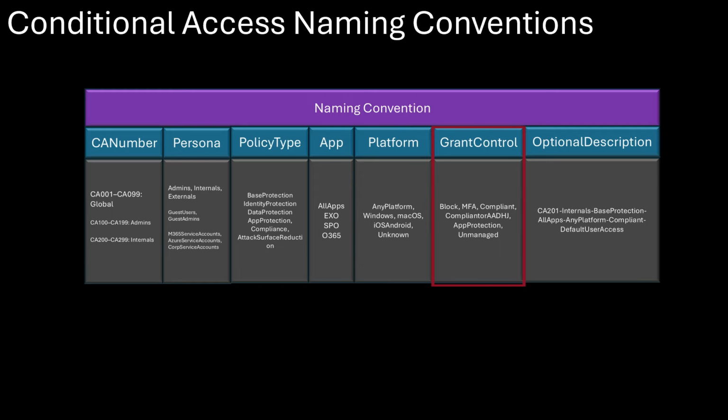Grant control is where you state the access requirement or restriction, such as block, MFA, or compliant, etc. These are based on what the policy enforces, like blocking sign-ins, requiring MFA, or needing a compliant device. This is the core action the policy will take. And optional description adds a short, helpful detail if needed to classify the scenario. This last part is optional but helpful when policies overlap or have similar names.